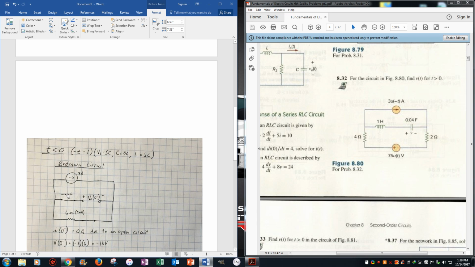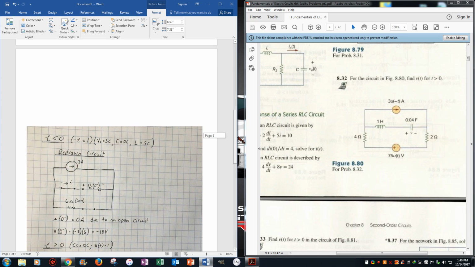It's negative because, as you can see here, the i goes this way and the current source goes this way, so they go against each other. Or you can look at it this way: this is the negative side and this is the positive side, so it's just the opposite. So 3 times 6, negative 18 volts.